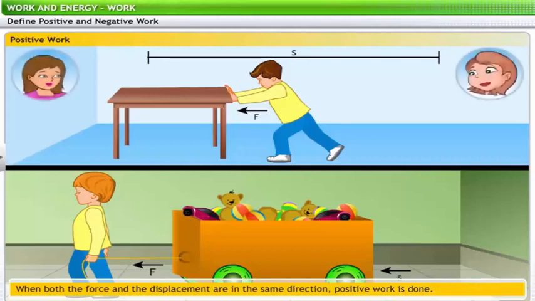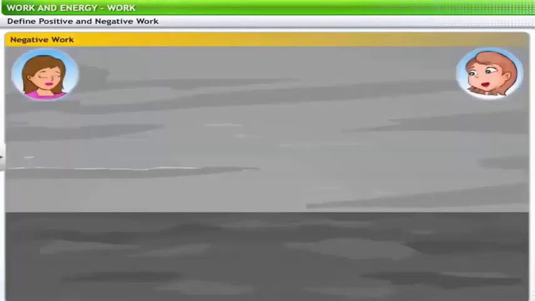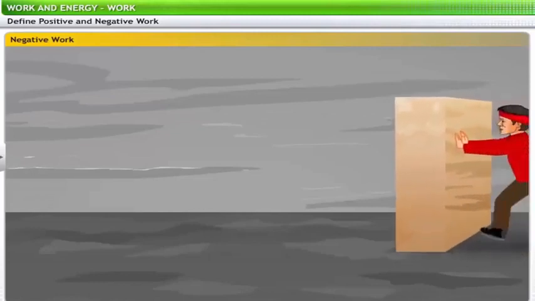What about negative work? I'm coming to that. Let us consider two more cases. Case 1. A porter pushes a wooden block on a rough surface.